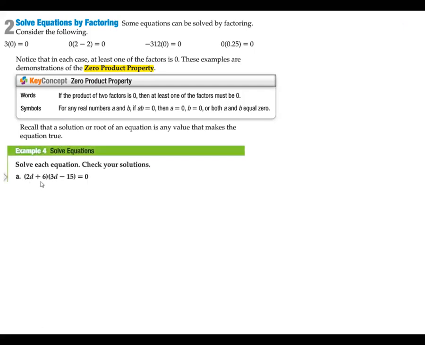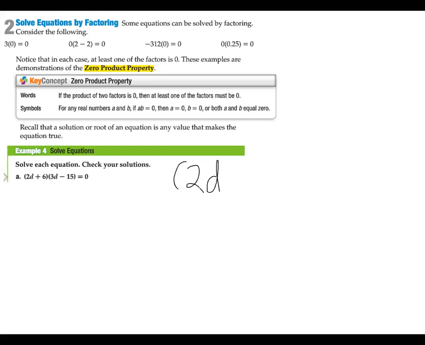You have 2d plus 6 times 3d minus 15 equals 0. When you have things multiplied together, set equal to 0, it should be a glaring red flag. Burn it in your brain that you want to set each one equal to 0. However, if it's not set equal to 0, you can't do it like this.